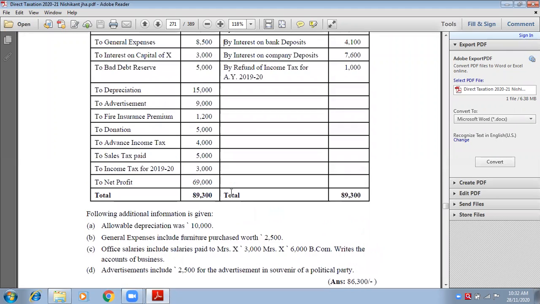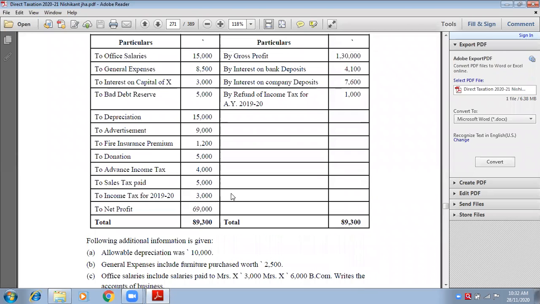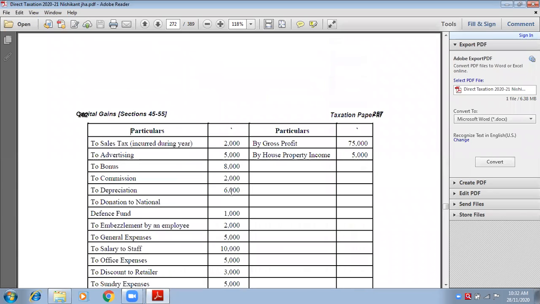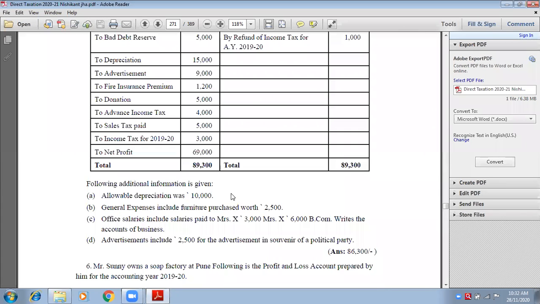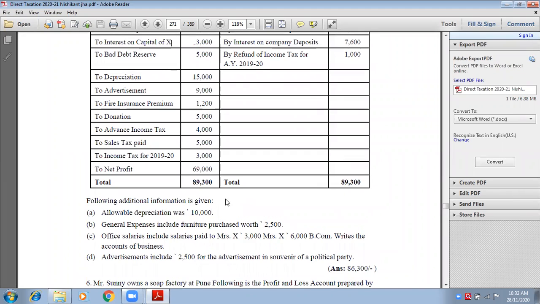Ma'am, 40,000. Okay, 40,000. Next, less expenses allowable. How many expenses are to be allowable? Look at the adjustments. Look at all adjustments. How many expenses are to be allowable? Depreciation 10,000. Only first. Very good. Depreciation 10,000 in the outer column. But it is minus, therefore you have to put a bracket.